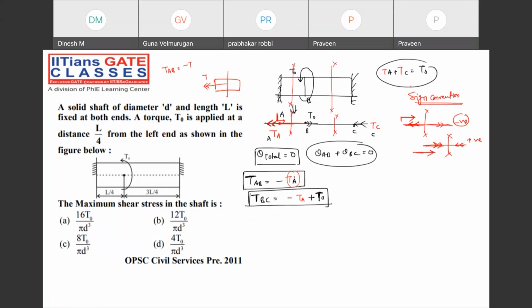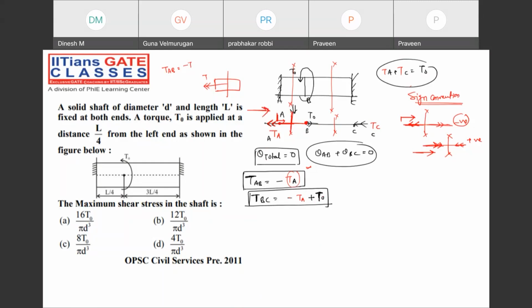TAB is having T only, right? Check it out. Why will T naught be there? First tell me, why will T naught be there? When you take the cross section, we are looking from the left hand, moving from the left hand. T naught will be coming at the point B. When you take a section in between BC, then T naught will be seen.